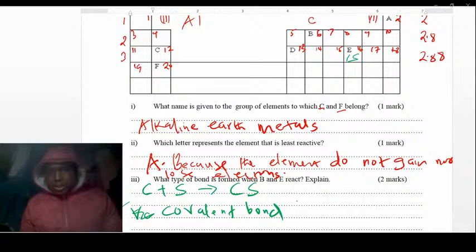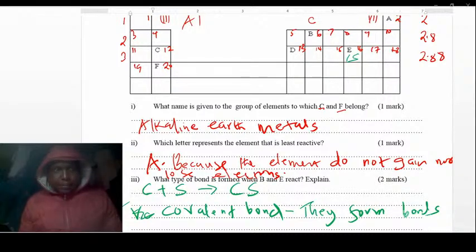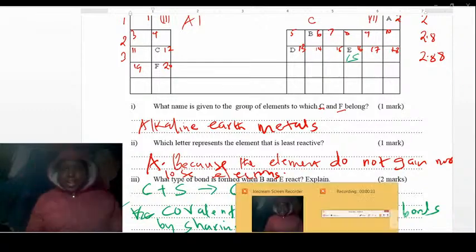If the bond is covalent, you need to explain why. Because they are sharing electrons. So you say the reason is that they form bonds by sharing of electrons. And that is it.